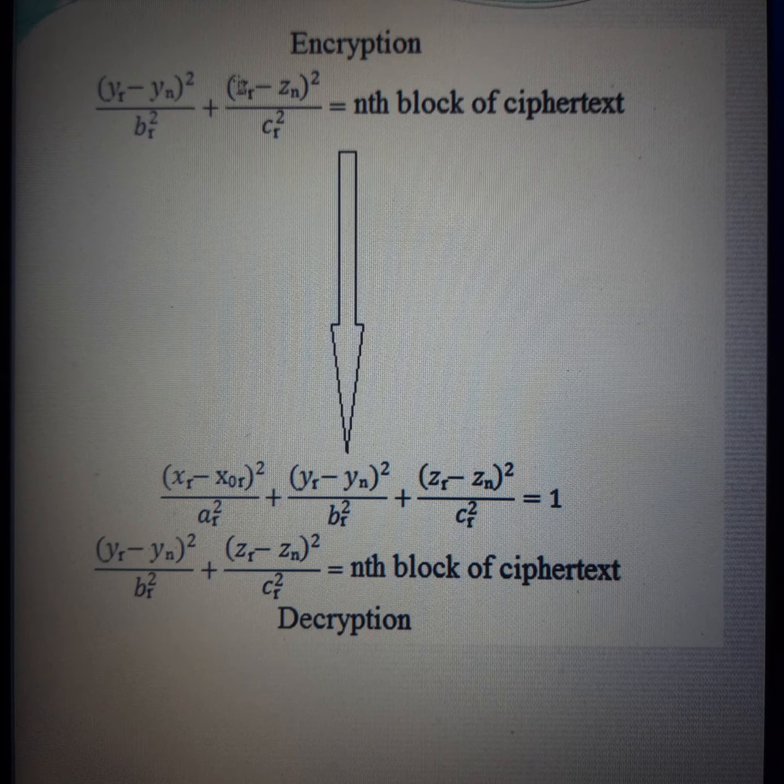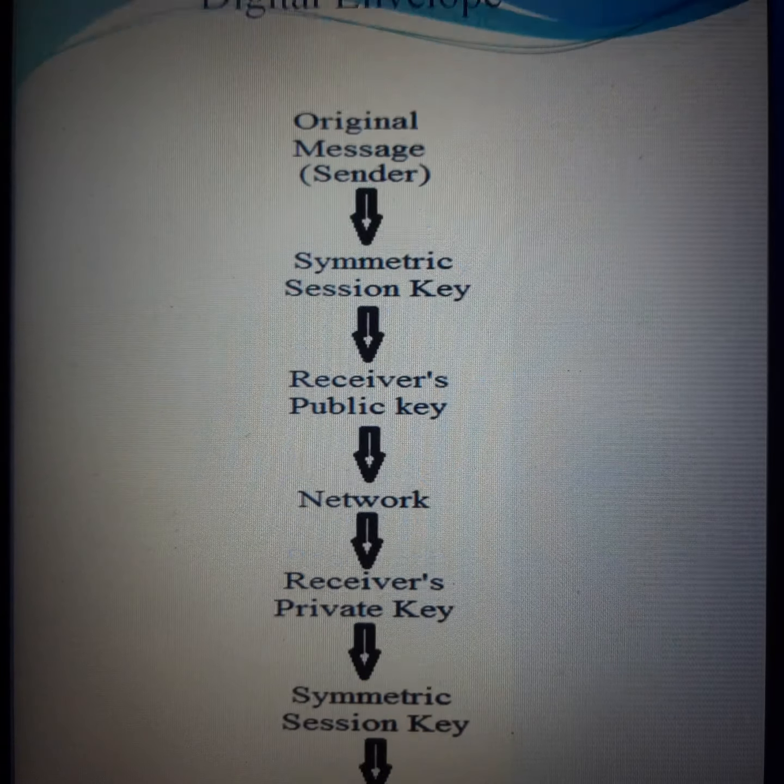So at the time of encryption, I'm using an ellipse because a 3D ellipsoid is made up of infinite ellipses. This is the equation of an ellipse. Here you can see that I'm calculating the nth block of ciphertext, and at the decryption side, the receiver has got the complete equations of the ellipsoid, and it is using the equations of both ellipse and ellipsoid in 3 dimensions and in 2 dimensions. I mean to say that ellipsoid is in 3 dimensions and ellipse is in 2 dimensions. The receiver is using both the equations to decrypt.